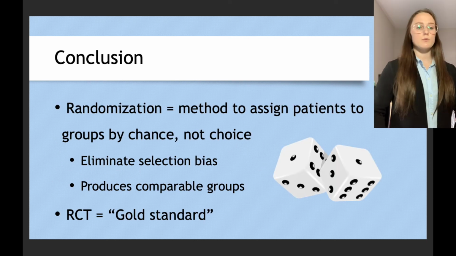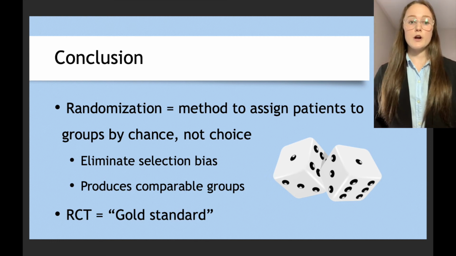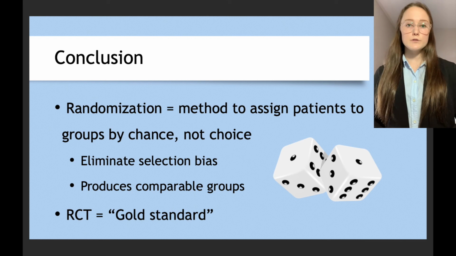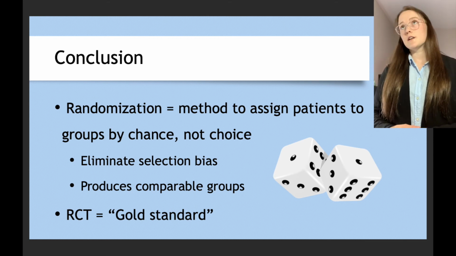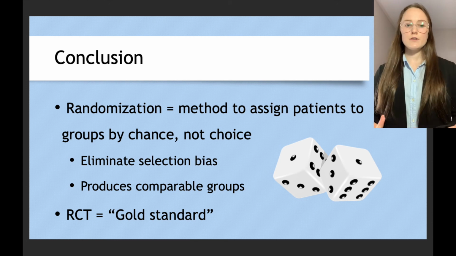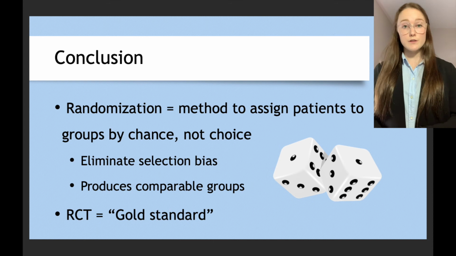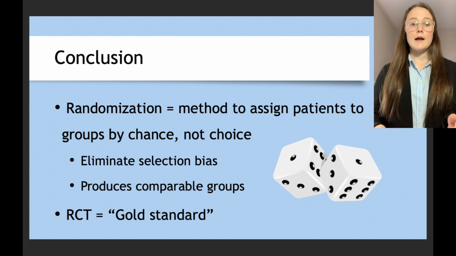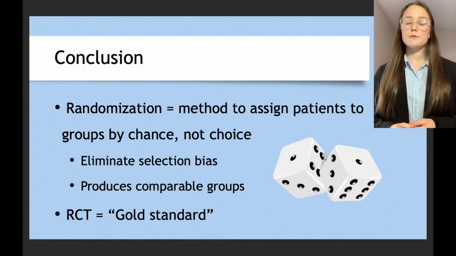So circling back to what we've already learned, randomization is the process in clinical trials to sample patients and assign them to groups based on chance and not by choice. Randomized controlled trials are considered the gold standard for determining efficacy of a drug, since the randomization strengthens the results of the study by eliminating selection bias and producing comparable groups.